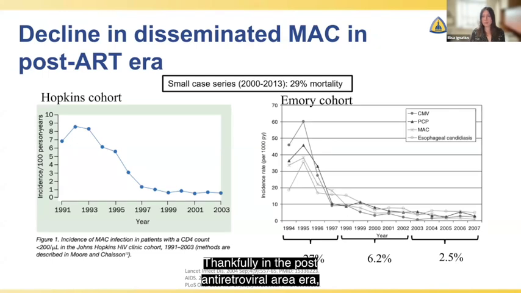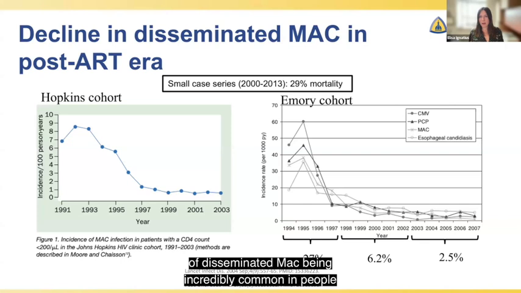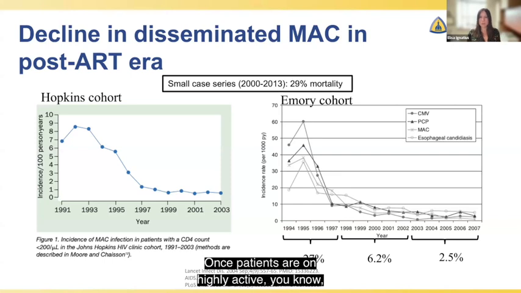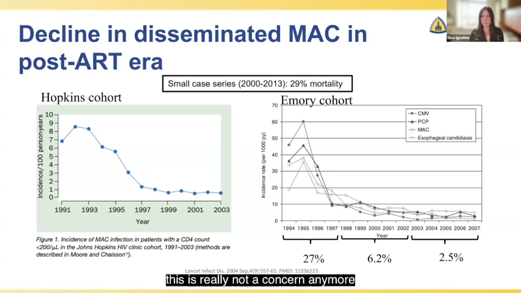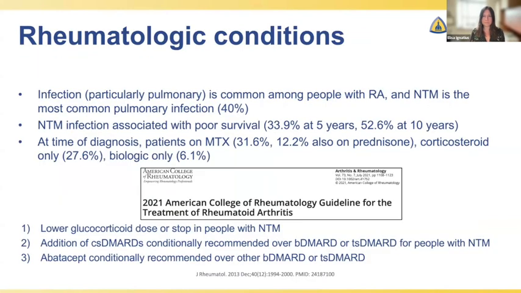Thankfully, in the post-antiretroviral era, this phenomenon of disseminated MAC being incredibly common in people with HIV has just disappeared. And it's been really incredible to see. This has been replicated in multiple cohorts across the country, across the world. Once patients are on highly active, multi-drug antiretroviral therapy, this is really not a concern anymore because their immune system so quickly and durably reconstitutes, becomes healthy again.